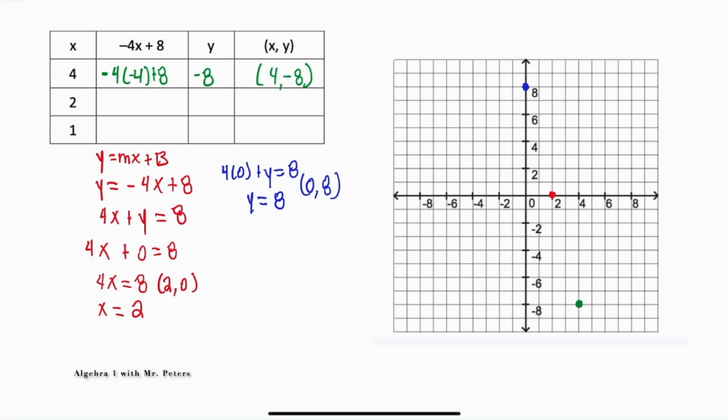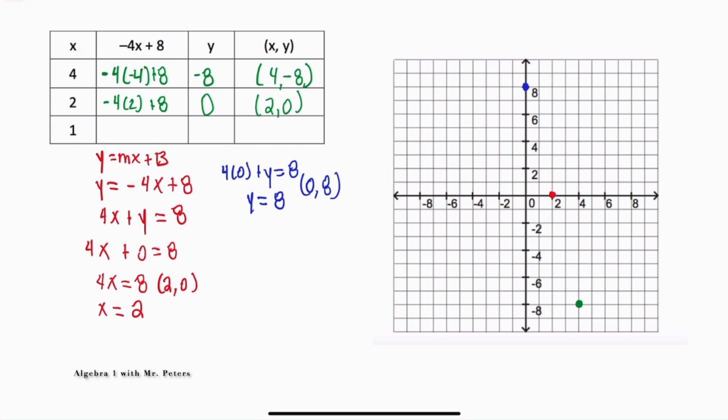We already did when x is 2. That's how we got the x-intercept. But if we substitute, we're still going to get the correct answer. So negative 4 times 2 is negative 8. Negative 8 plus 8 gives us a 0. So our ordered pair (2, 0), which you already plotted.